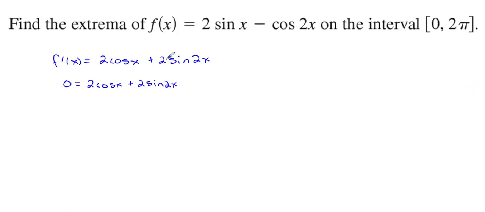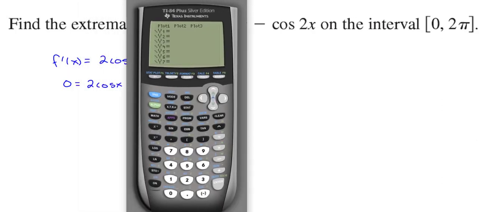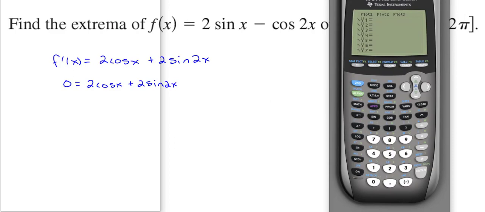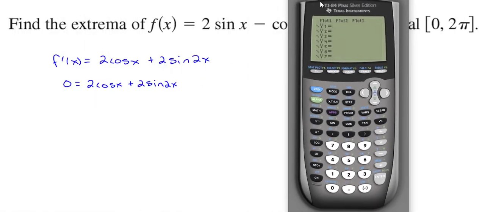Now this would probably be a calculator problem, a calculator active problem. So let's use our calculators and let's find those zeros. What are we looking for? When the derivative equals 0. Okay, so 2 cosine x plus 2 sine 2x, and what mode should I be in? Radian. Enter. Do I need to see the whole graph from -10 to +10? No, I know this, so I'm going to change my window right away.